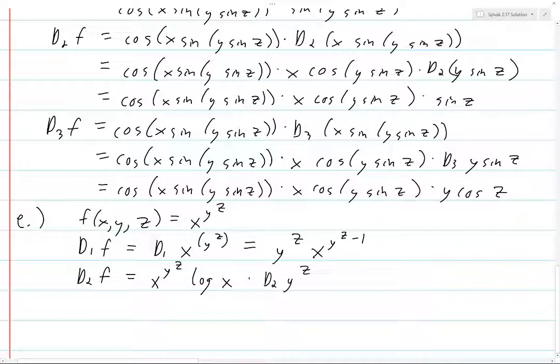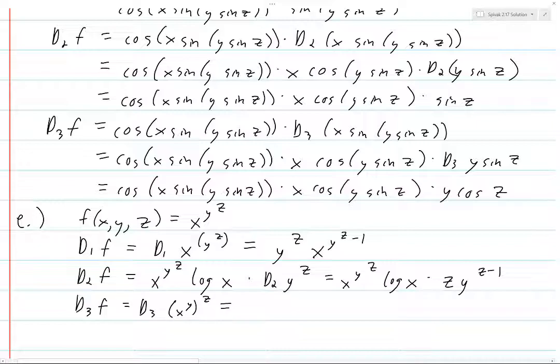you subtract by 1. Then finally we have d3 of f, and I'm going to write this as d3 of x to the power of y to the power of z. And so you think of the x to the y as just a constant here. And so what this is going to become is, wait, is this correct? Right, yeah, it's going to be x to the power of y to the power of z times the log of x to the power of y. Is that what I have before? I don't know. Let me think about this.